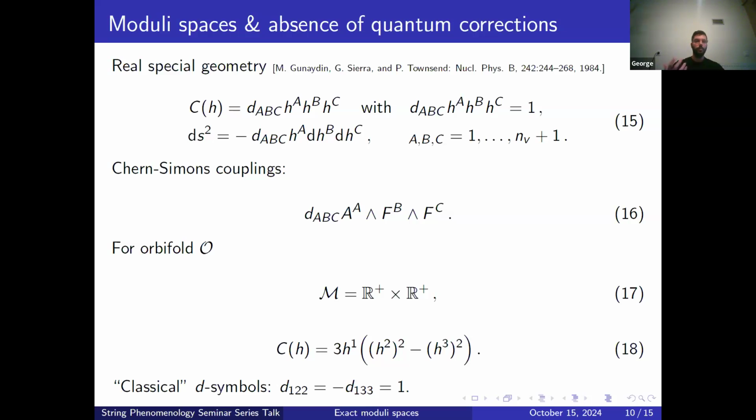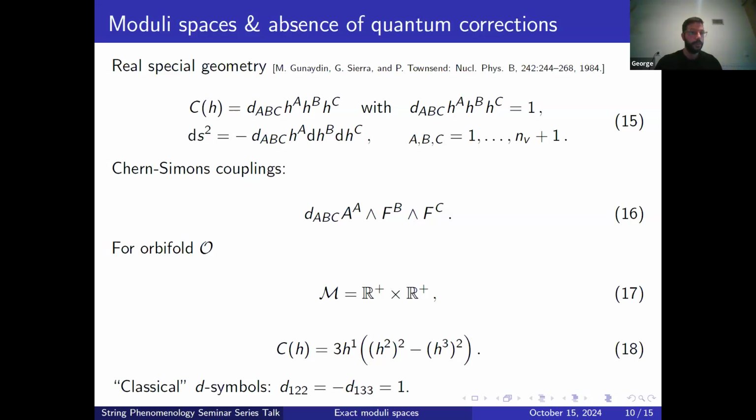If you have these D_ABC symbols, then we can also easily determine the metric on the moduli space. Another thing that's important about these symbols is that they also determine the Chern-Simons couplings as they appear in the Lagrangian in the form of equation 16. And this is also important for the next part.